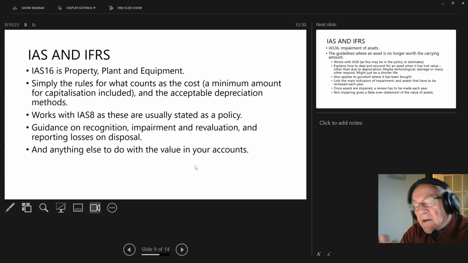Guidance on when to recognise it. An asset isn't an asset unless it's actually going to be used and generate some money. If it's sitting in a shed, never to be used again, it's not an asset, even though it's cost you money and you haven't fully depreciated it. In which case, you would impair it.